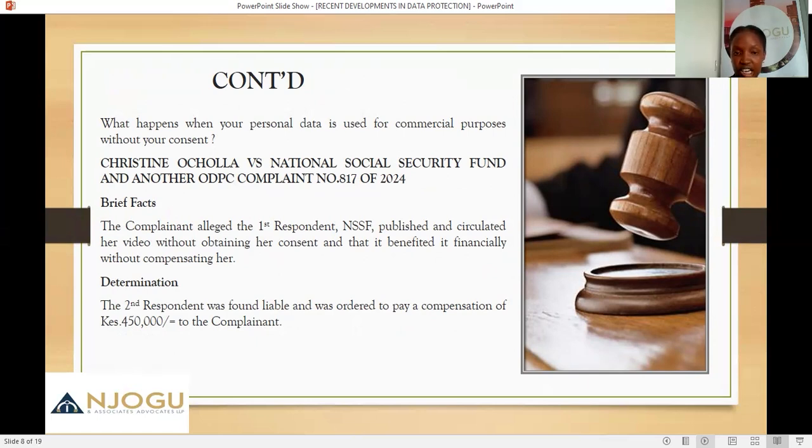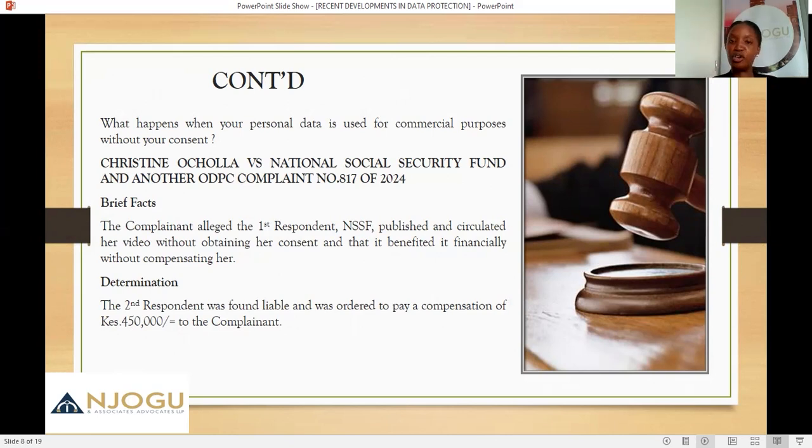Then we have Christine Otala versus the NSSF fund in another. This is the ODPC complaint number 817 of 2024. The brief facts. The complainant alleged that the first respondent, that's NSSF, published and circulated her video without obtaining her consent, and that it benefited it financially without compensating her. This has happened, and we have seen so many people complaining that I've seen my picture, I've seen my video used for marketing, and I did not consent to it.